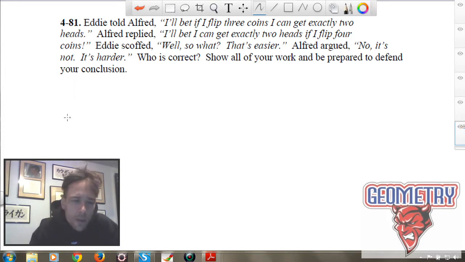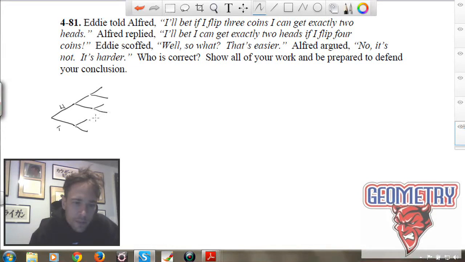So 3 coins, that would be heads, tails, and those would split off into heads, tails, and each of these would split off into heads, tails, etc. I'm just using the top path as heads and the bottom path as tails here. Getting squished, but we get the idea.